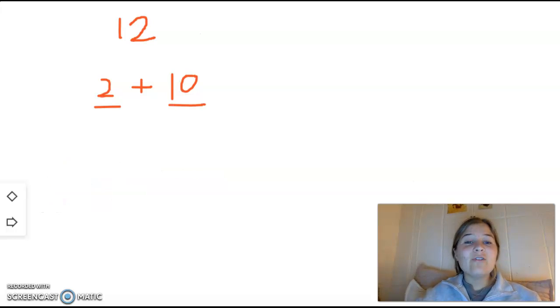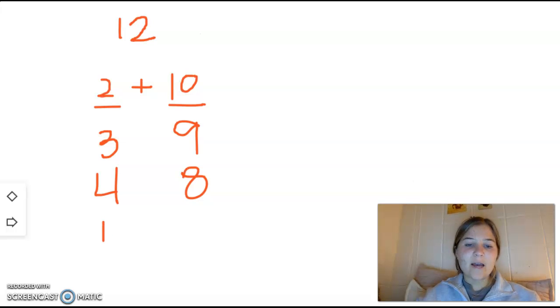Like I said, there are lots of different ways that you can break apart the number 12. You can add 3 and 9. You can add 4 and 8. You can add 5 and 7. There are lots and lots of options for us.